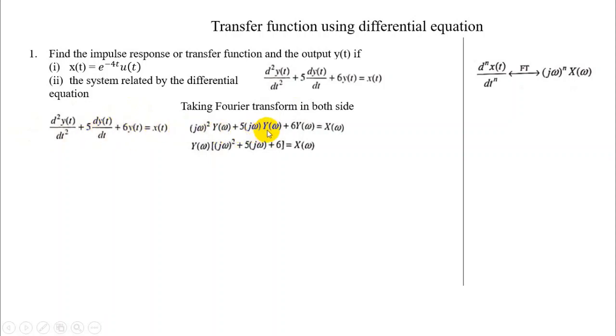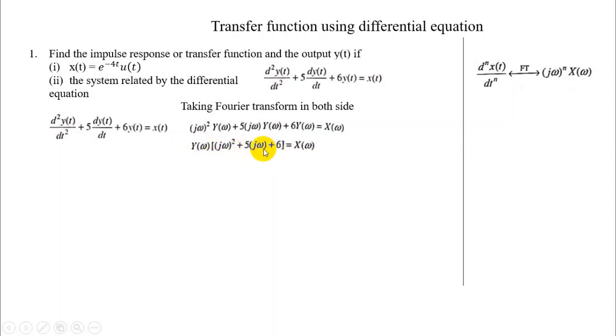Why do we write Y(omega)? We write Y(omega) for y(t) by using this property. You can compare here: if the Fourier transform of y(t) is Y(omega), in this fashion we can write the Fourier transform of this equation. Our ultimate goal is to determine Y(omega). After taking the common part Y(omega), (j omega) squared plus 5 j omega, it would be very easy for you.